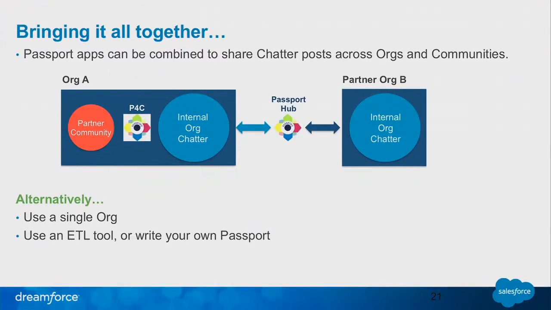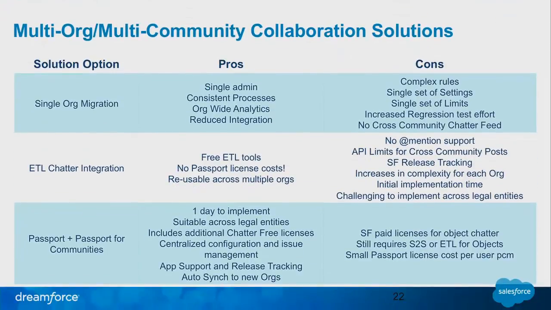So bringing it all together, Passport applications can be combined to share posts across orgs and communities. So over here we have the partner community, and we're using Passport for Communities to synchronize that with our internal org. But we also have Passport Hub here, so in our partner org B, we're also exchanging messages with those guys. Now, alternatives to that, you can use a single org. You can also use an ETL tool to do this yourself. You don't have to buy Passport. Or you could write your own Passport. But I want to talk you out of that if I can.